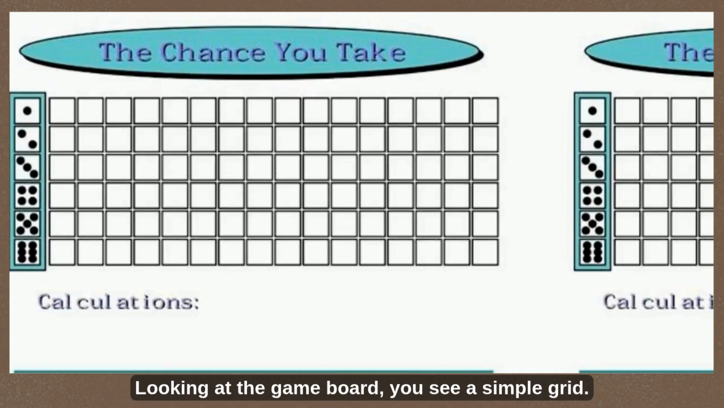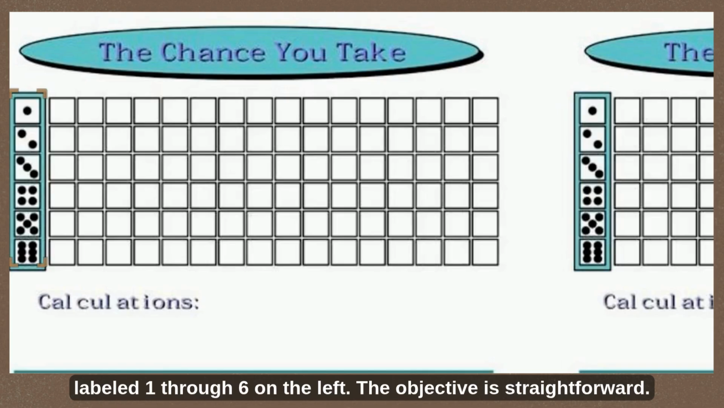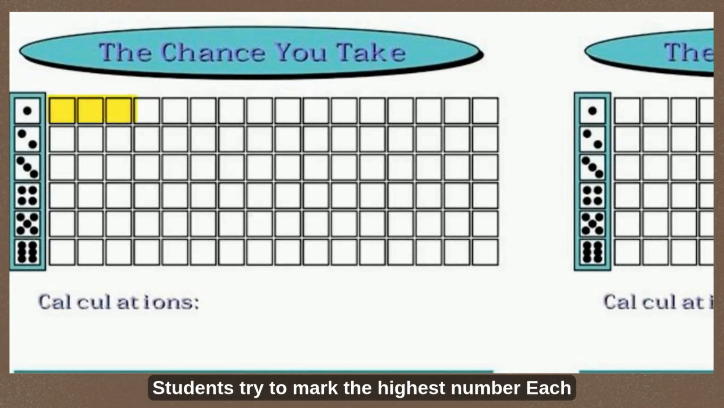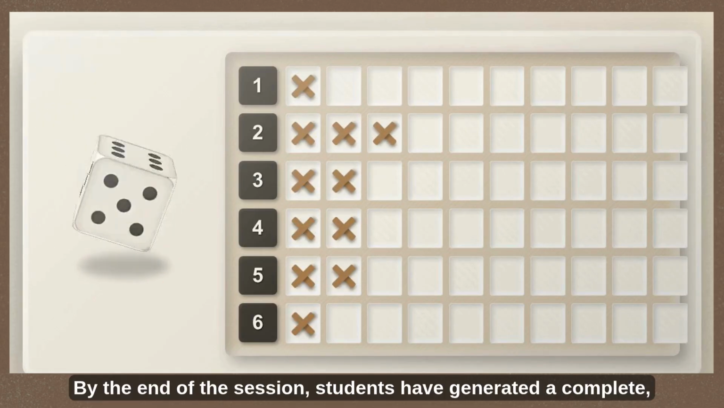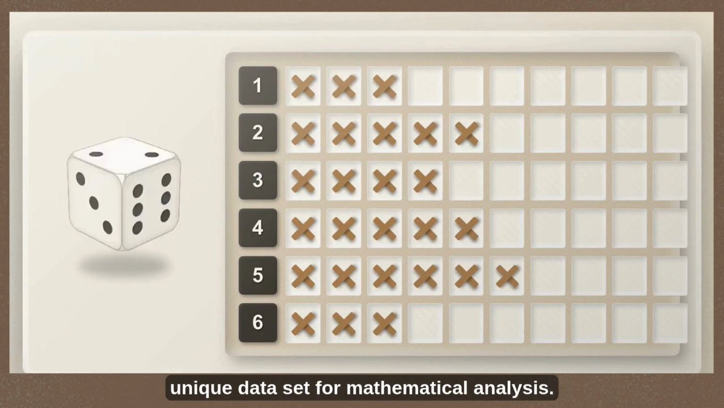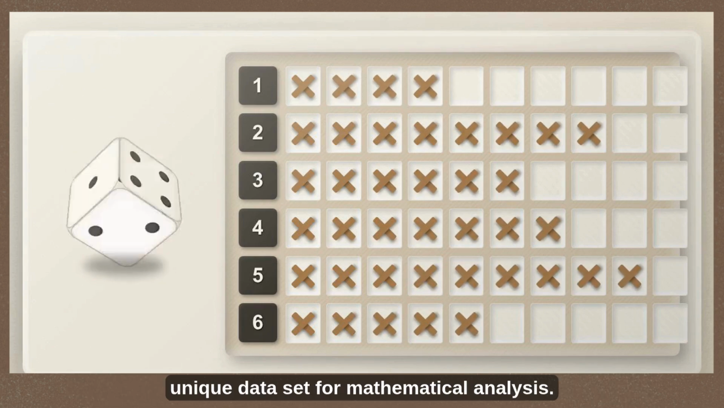Looking at the game board, you see a simple grid. Each row corresponds to a die outcome, labeled 1 through 6 on the left. The objective is straightforward. Students try to mark the highest number of spaces on their board before the game ends. Every roll on the board creates a new data point. By the end of the session, students have generated a complete, unique data set for mathematical analysis.